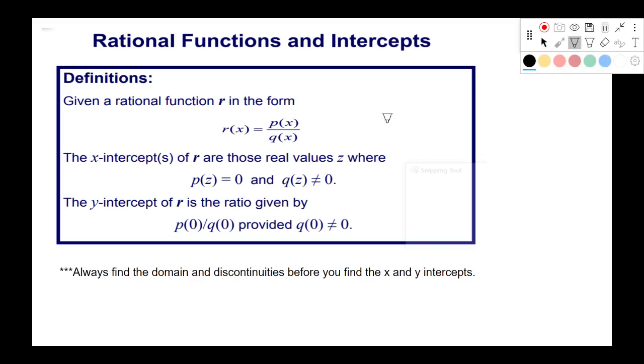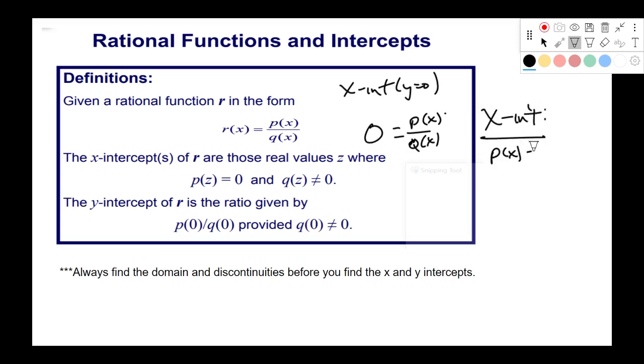Finally, intercepts, right? So your x-intercepts. To find an x-intercept, you set y equal to 0. Now, when you set a rational function equal to 0, the zeros show up when the numerator is equal to 0. So my x-intercepts are where the numerator is equal to 0. To find the y-intercept, you make x 0. Well, that's easy. You just take 0, plug it in for x into your equation, and you see what you get. Whatever you get, that's the y-intercept.